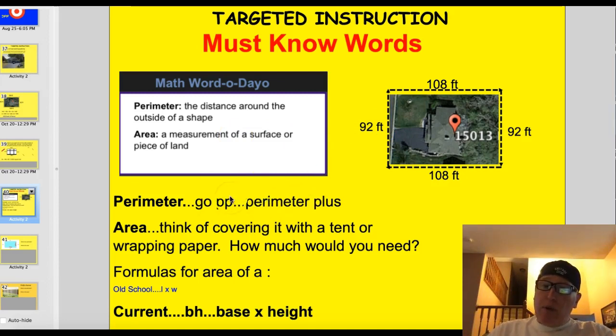Area, perimeter, I want you to think of go PP. Perimeter plus. That's what I tell kids. Everybody goes, oh, I'll go to the bathroom, PP. No, perimeter is PP. Perimeter plus. You just plus all the way around.